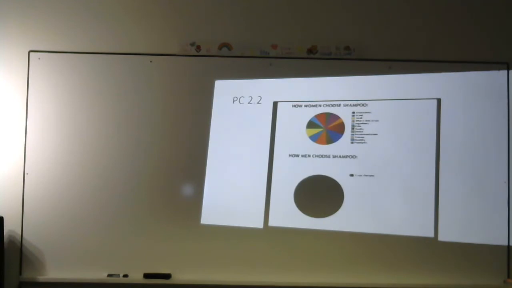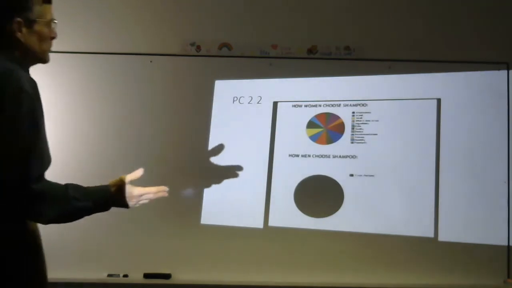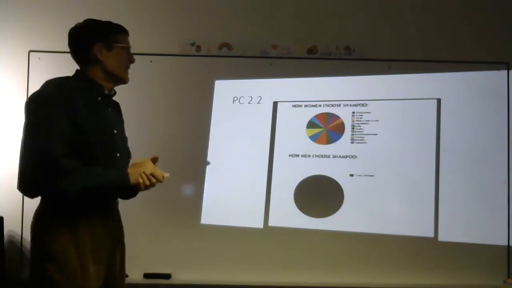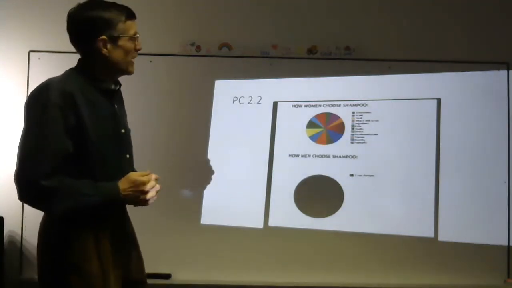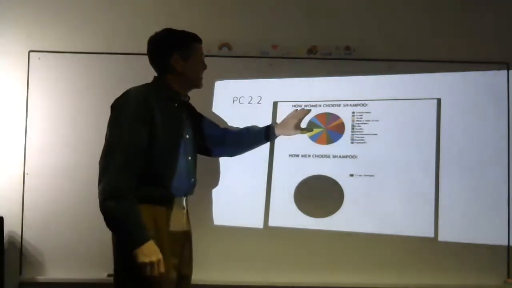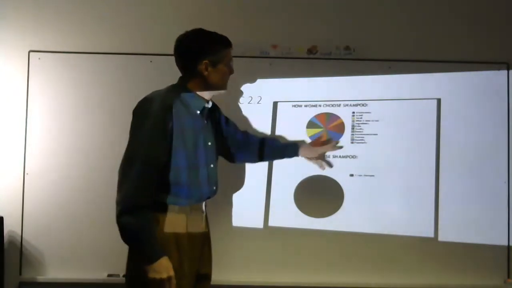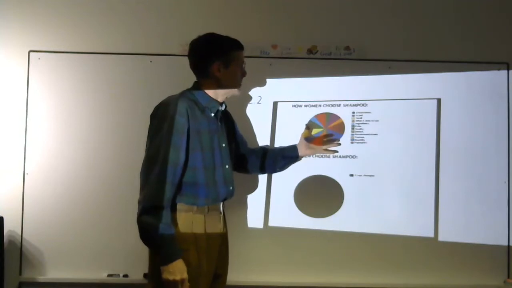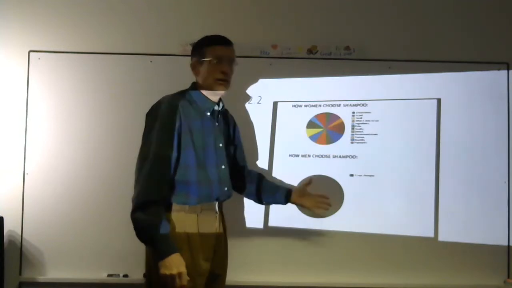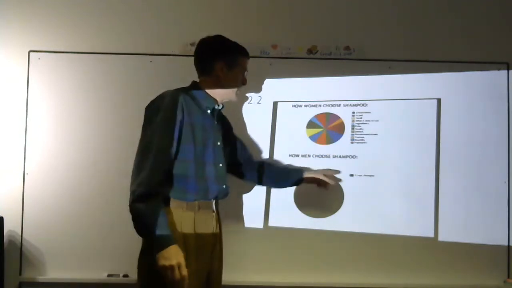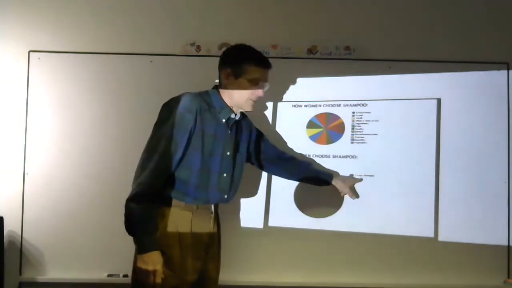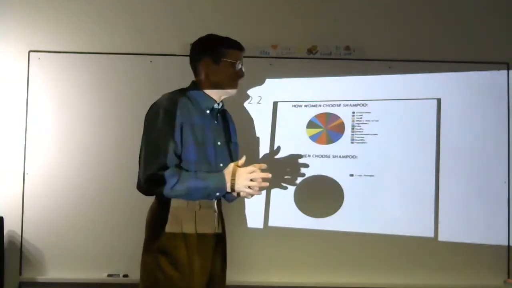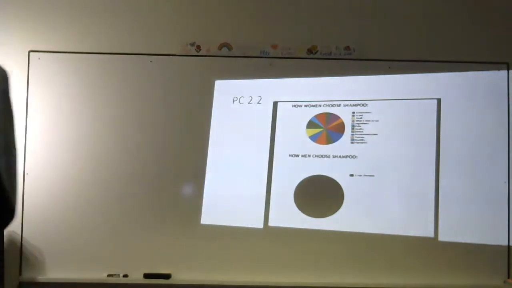Because we're going to be concentrating on graphing, I found one of my favorite graphs. This is, of course, a pie graph, and it's how women choose shampoo. You have effectiveness and brand and smell and what it does to my hair. And then you have how men choose shampoo. It says shampoo. I like that one. I thought that was a pretty good one.